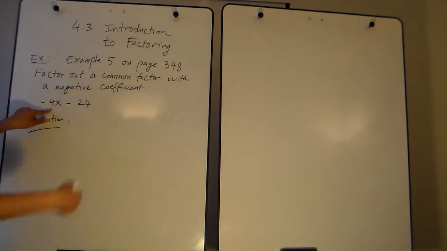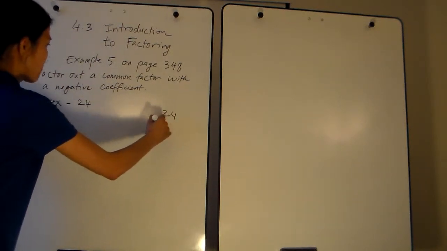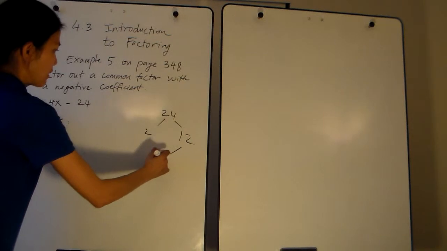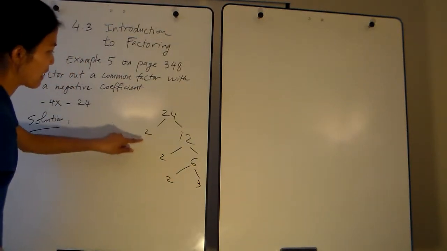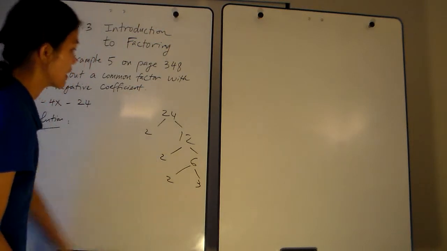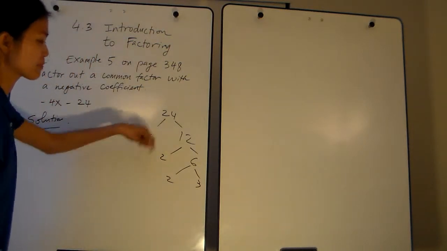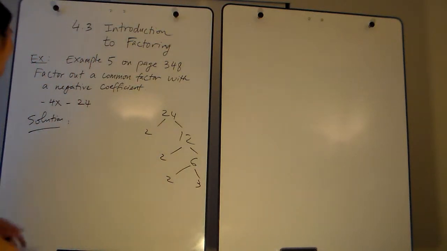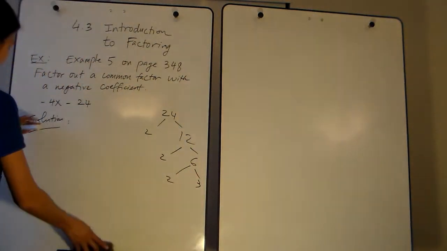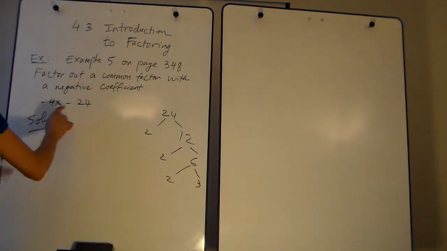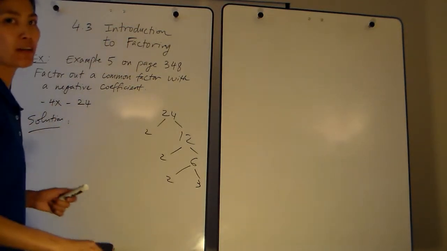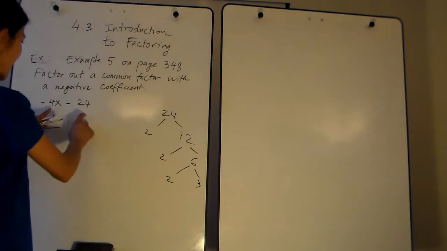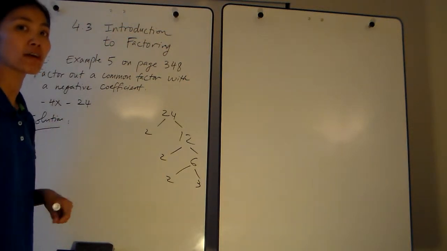If you have a hard time, you can do this, okay? 24 is 2 times 12, factor again, you have 6, factor again, you have 3. So 2 times 2 times 2 times 3. So these are the factors of 24. Okay, that's one way you can try. But if you can see it right away, you don't have to. Like 4, right? And 24. 4 times 6 is 24. You know that the largest common factor for these two numbers, 4 and 24, is 4.